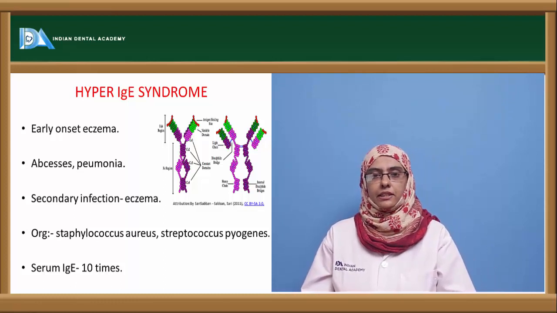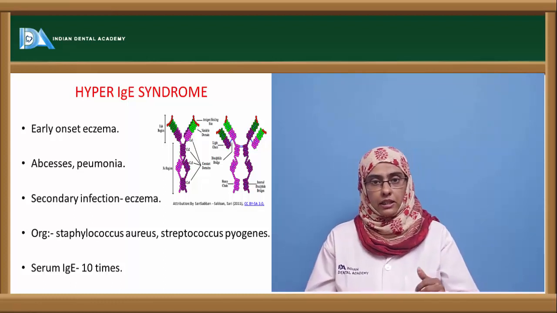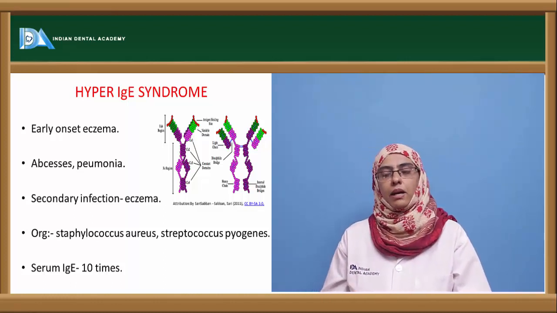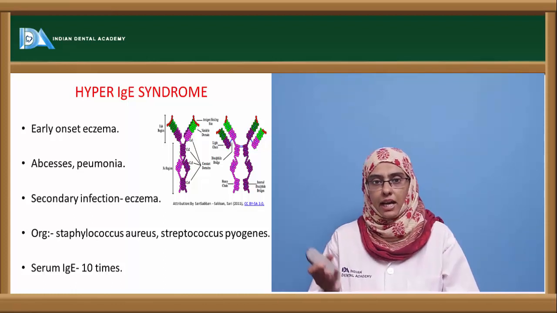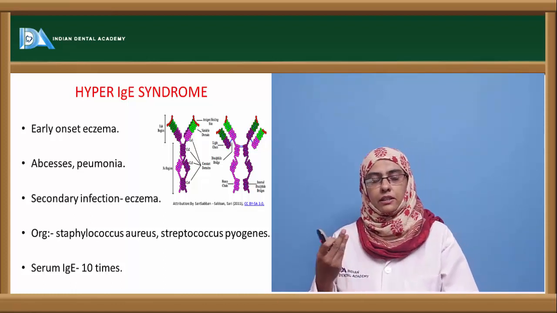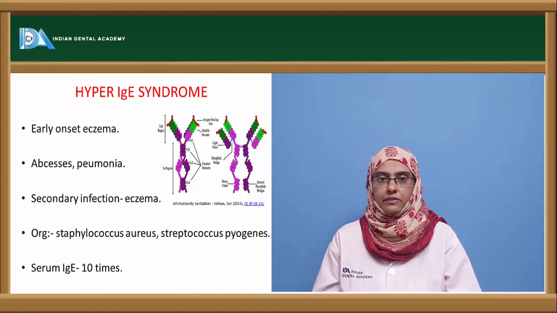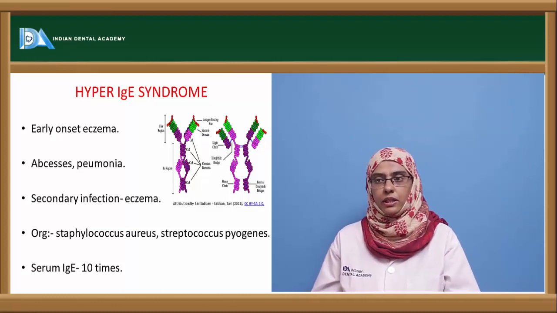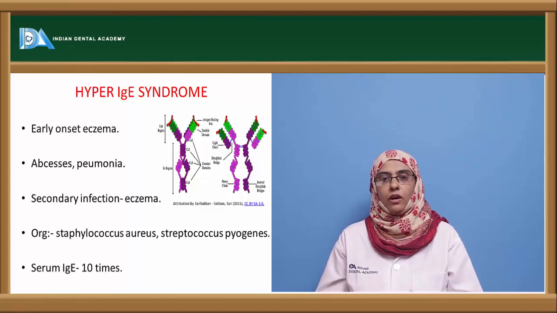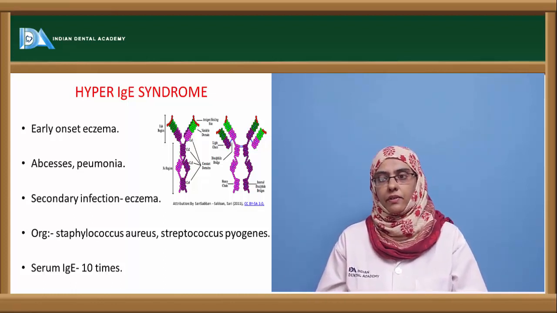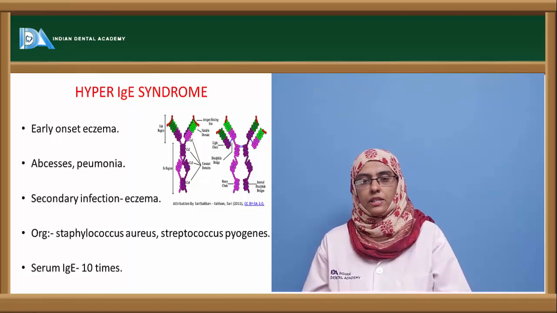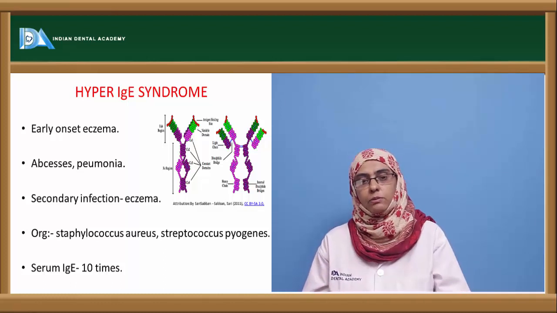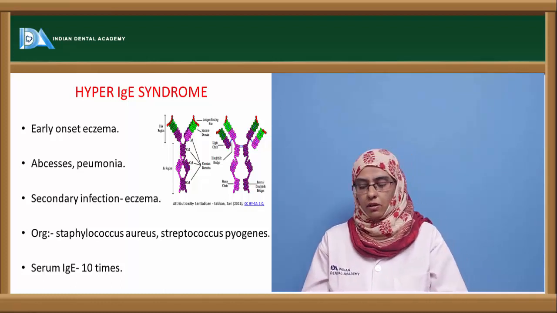Next is the hyper IgE syndrome, which ultimately causes a decrease in phagocytic activity and leads to recurrent bacterial infection. It presents as an early onset eczema. IgE is the antibody that usually mediates the hypersensitivity reaction. So early onset eczema is seen along with abscesses and pneumonia, and secondary infections due to eczema. The organisms mostly involved are Staphylococcus aureus and Streptococcus pyogenes, which are pyogenic in nature. In this patient, you can see the serum IgE level increasing up to 10 times the level seen in a normal individual.